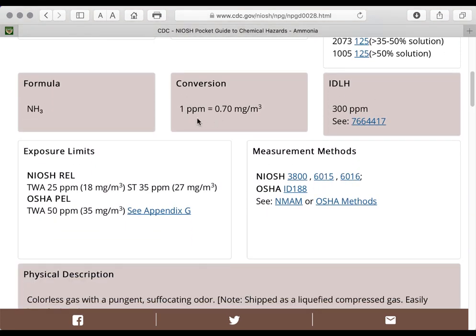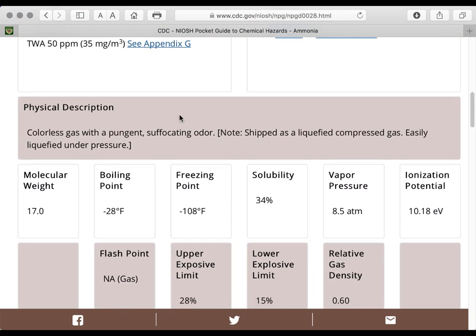It gives you the conversion from parts per million to milligrams per cubic meter. This is also our exposure limit, so this is where we look at our toxicology. There's an OSHA permissible exposure limit at 50 parts per million. So this is the time-weighted average, and we're going to learn about this, but I want you to see where to get this information. If you needed to sample for ammonia, you can use any one of these methods here for sampling for ammonia. It gives you the physical description as well as the physical properties.